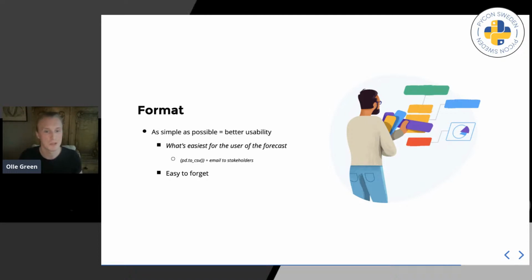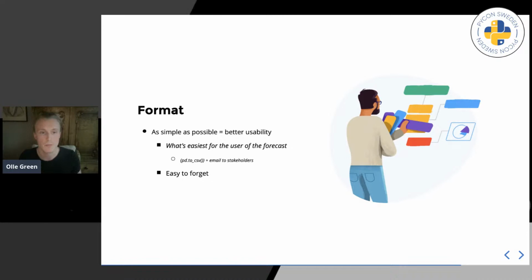Formatting, once again, as simple as possible, is just better usability. Once again, take the stance of understanding when you would be using this forecast, and how you would want it to be delivered. Something that is very easy, of course, is to get it to a CSV file and maybe email it to the stakeholders or the users of this forecast.